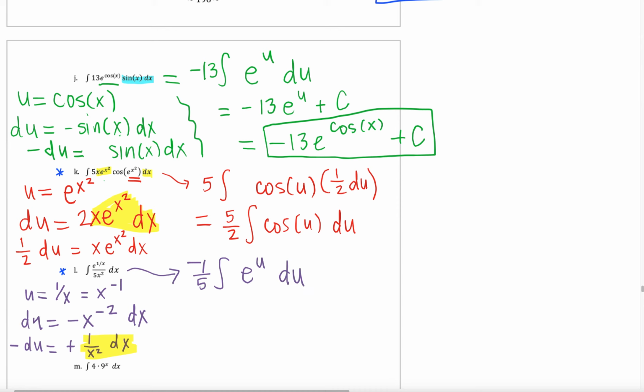Why don't you guys finish off this integral on your own as well? So find the antiderivative and then substitute back what u would be equal to, and we'll check it at the start of class tomorrow.